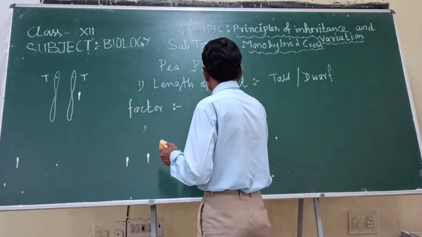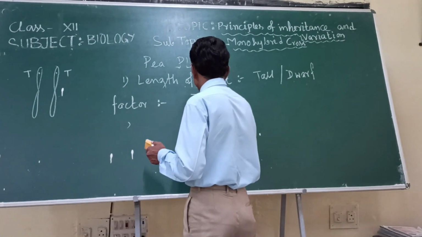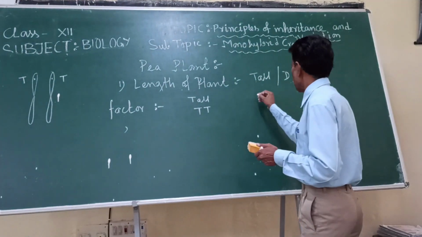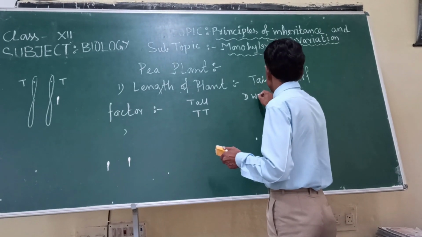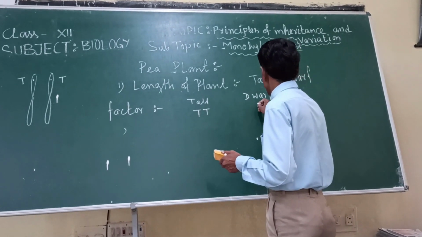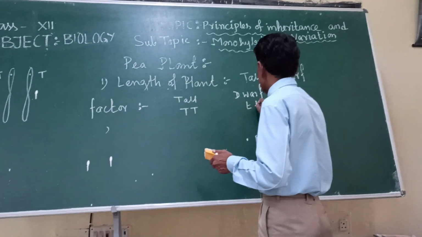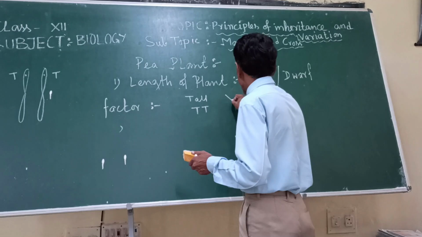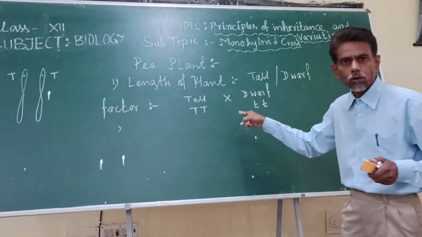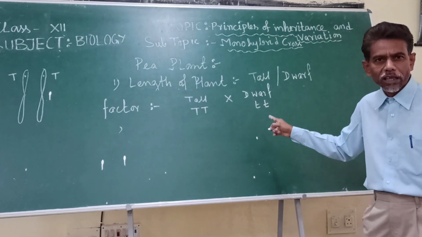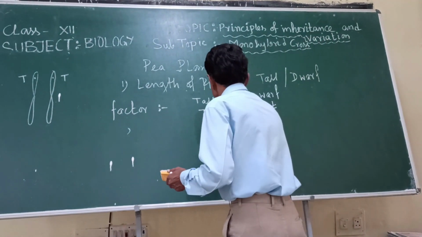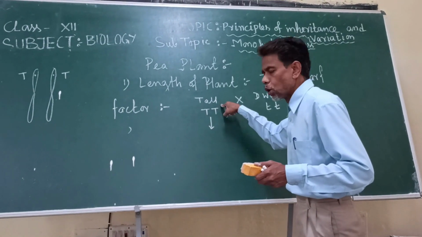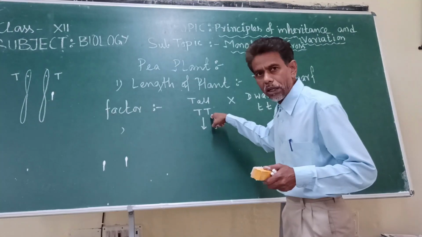So the tallness character is governed by Mendelian factor capital T, whereas dwarfness is governed by small t, a pair of factors. Now, when a tall plant is crossbreeded with a dwarf plant, what will be the result? This is homozygous tall, a pair of capital T.